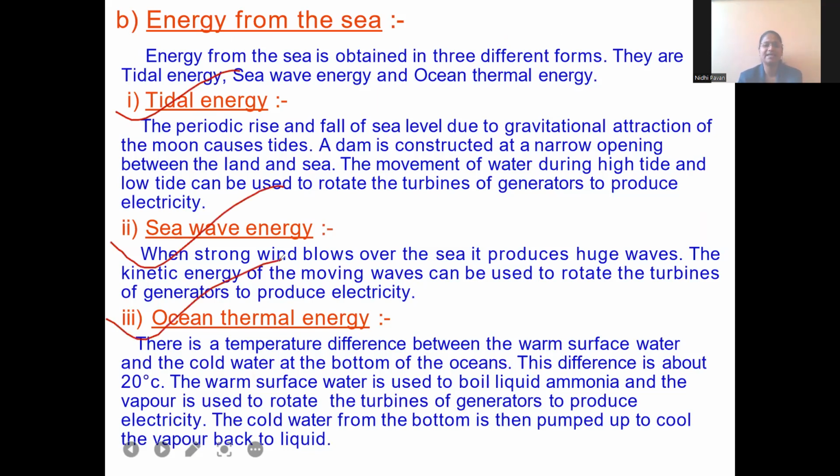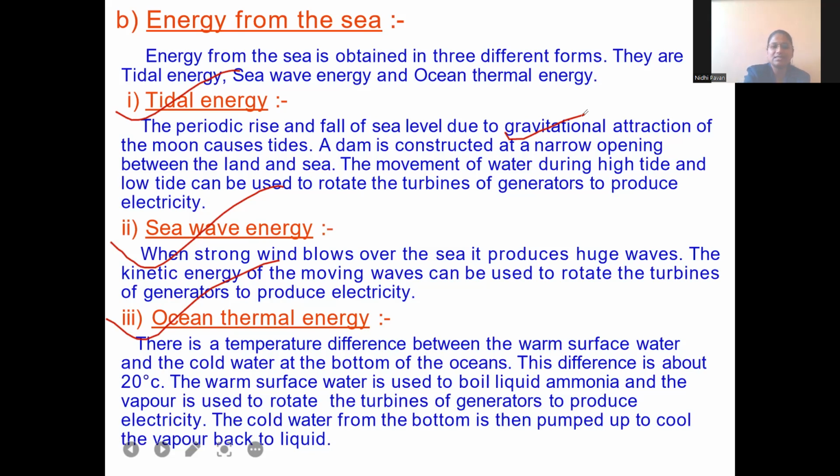So what is this tidal energy? We know that the tides will rise and they will fall due to the gravitational attraction of the moon. The gravitational attraction of the moon causes rise and fall in the water level, which are called tides.